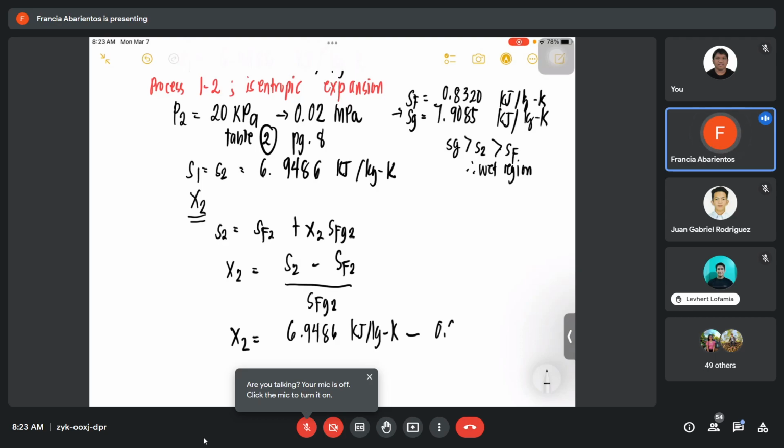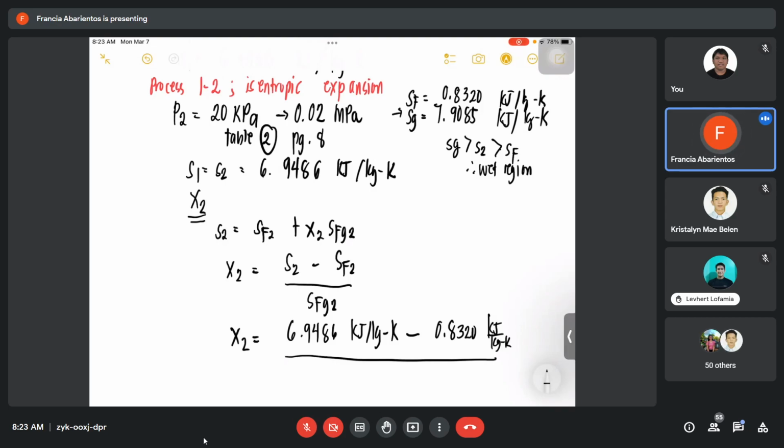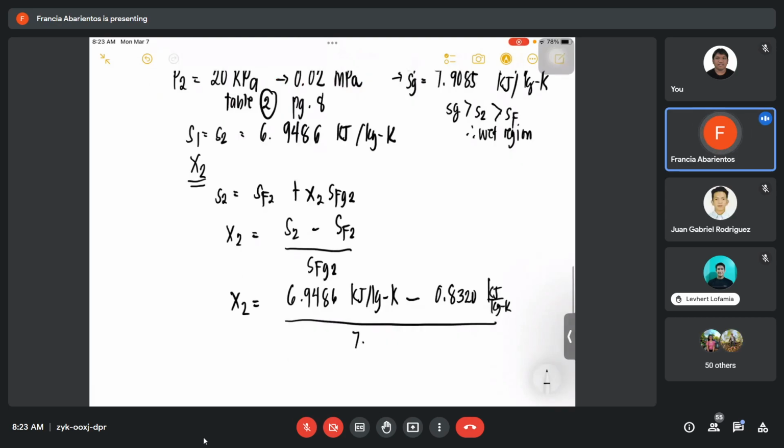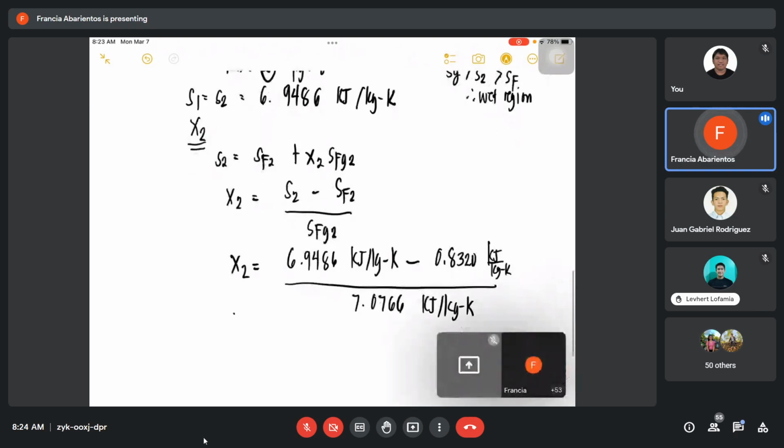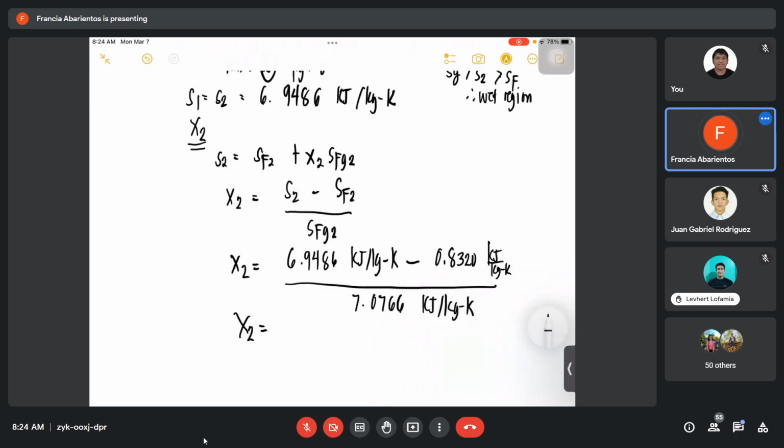SF is 0.8320, all over your SFG, how much? 7.066 kilojoule per kilogram Kelvin. So we have now the quality at 0.2. Okay. What is now the quality at 0.2? Anyone? The quality at 0.2.